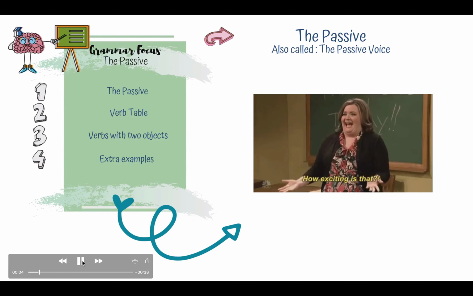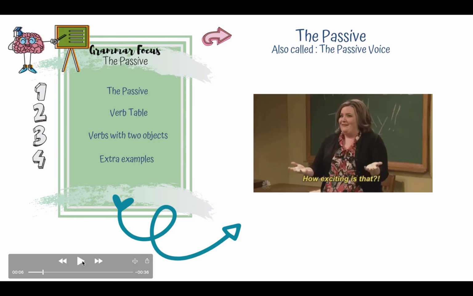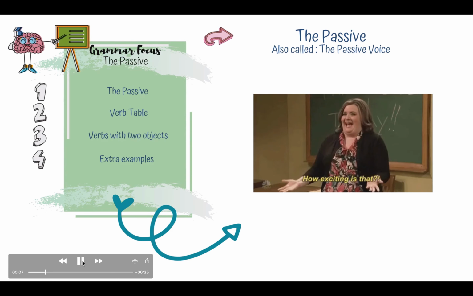So today we're going to be looking a little bit at the passive, which could also be called the passive voice. Okay, so the passive is an excellent verb structure that every single English learner really does need to learn and understand clearly how to use. So let's go through this video together, and we will hopefully at the end of this video understand clearly the passive voice.